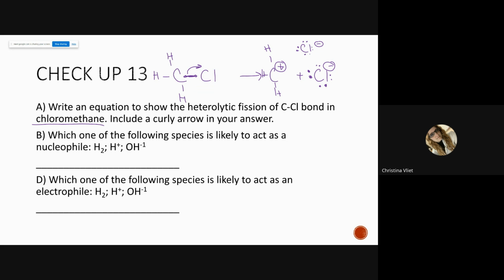That's amazing. Which one of the following species is likely to act as a nucleophile? Second question. Which one of these will best be identified as a nucleophile? OH minus. Hydroxide. Which one of the following is likely to act as an electrophile? H in the +1 form. Right? That's the one seeking electrons the most. H2 is quite stable.